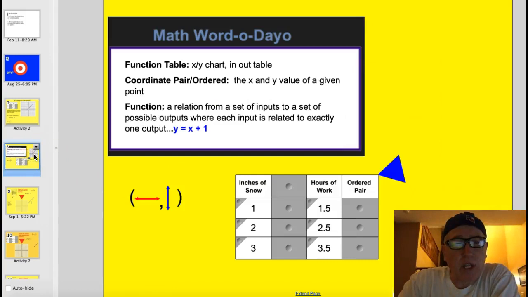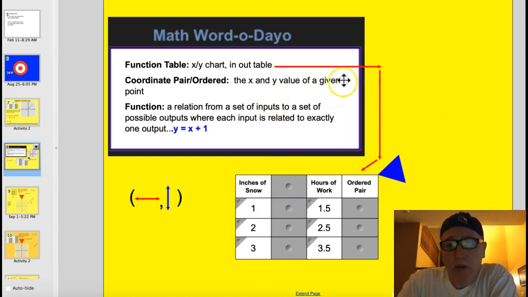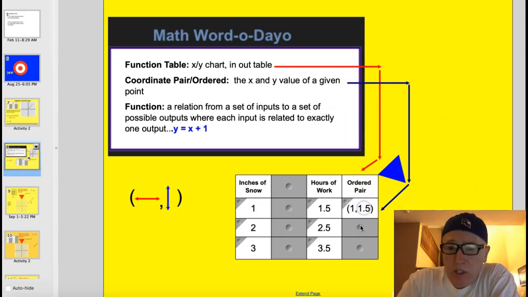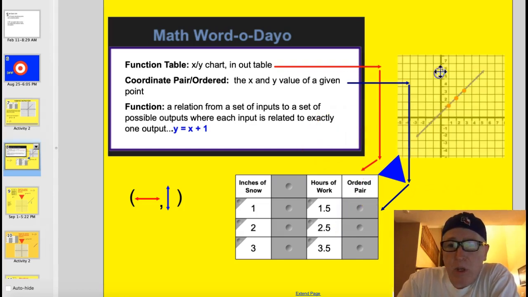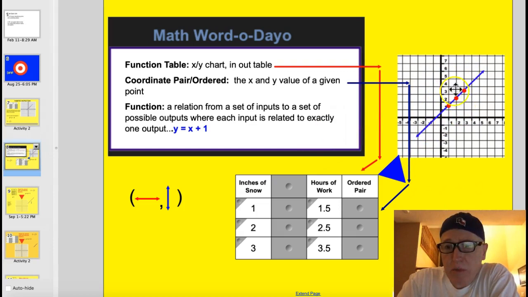All right, let's take a look at some must-know words. First of all, the function table, in case you forgot, it's just this XY table we've got here. An ordered pair or coordinate pair, that's just these X and Y values that you can actually graph. All right, here's the third piece of the puzzle, or the second piece of the puzzle. Here's the graph, and here's the third piece of the puzzle. Here's the equation that goes with that.